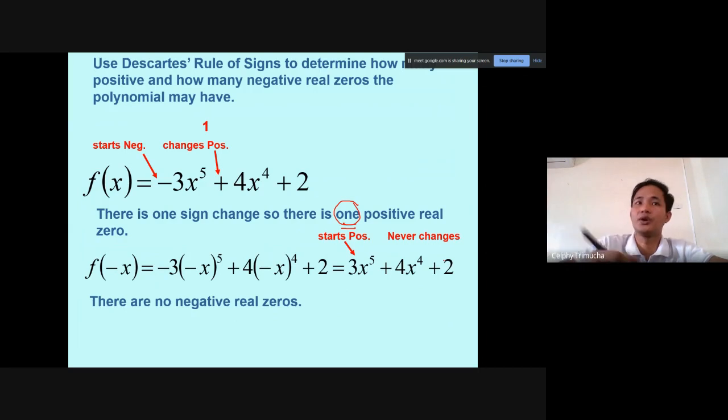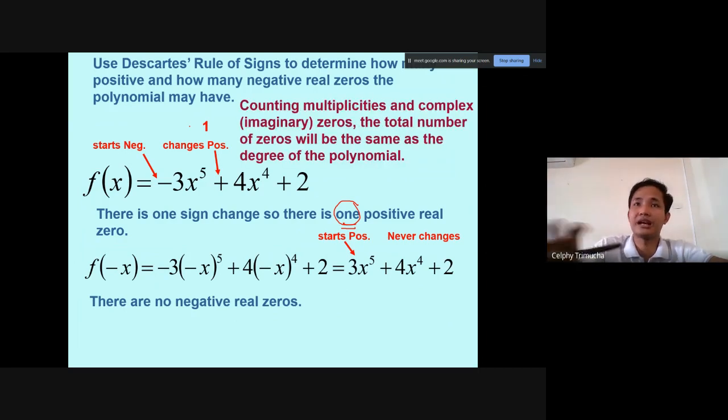Take note, counting the multiplicities and complex zeros, the total number of zeros will be the same as the degree of the polynomial. So kung pila dapat ang aton nga exponent, amo dapat ang aton factor, amo dapat ang aton zeros of polynomial.